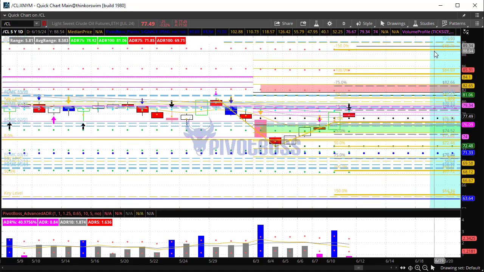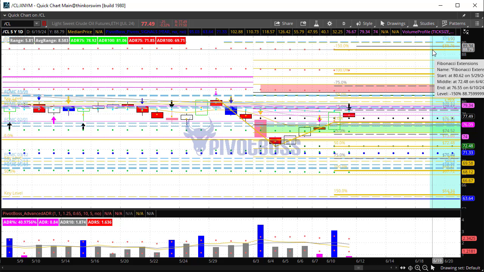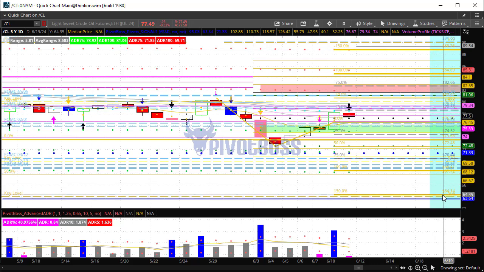The 100% extension up here takes you to the 70s. The 100% downside extension takes you to 64 and change. Those would be the major targets down the road once a breakout occurs.